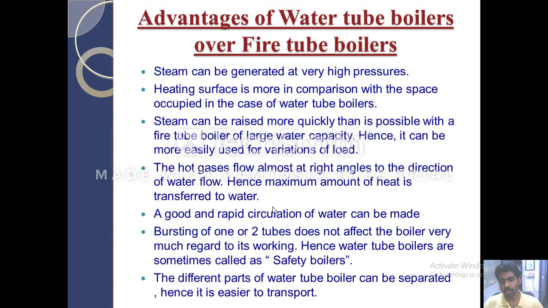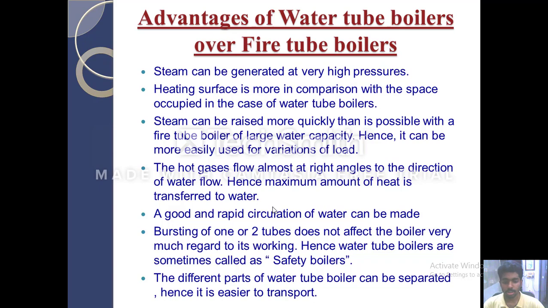Advantages of water tube boilers over fire tube boilers. Steam can be generated at a very high pressure. Heating surface is more in comparison with space occupied in the case of a water tube boiler. Steam can be raised more quickly than is possible with a fire tube boiler of larger water capacity. A good and a rapid circulation of water can be made.